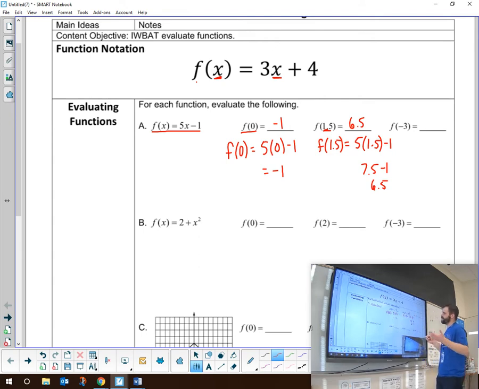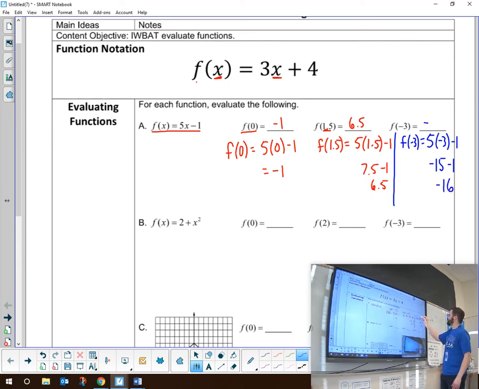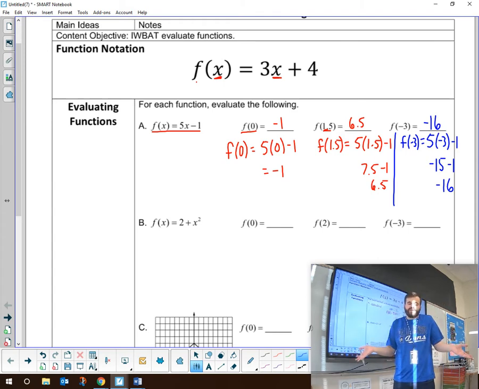What about f of negative 3? Let's plug that in. So f of negative 3 equals 5 times negative 3 minus 1. 5 times negative 3 is negative 15. Negative 15 minus 1 is negative 16. So there it is. All we're doing, guys, is taking these numbers, plugging them into our equation, and figuring out what it simplifies to. I'm just trying to teach you a different way that mathematicians show, hey, can you plug this in for me?